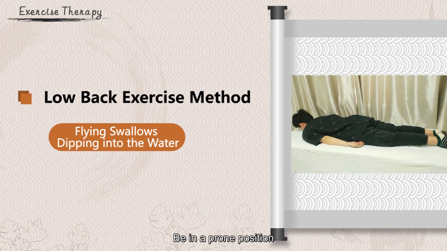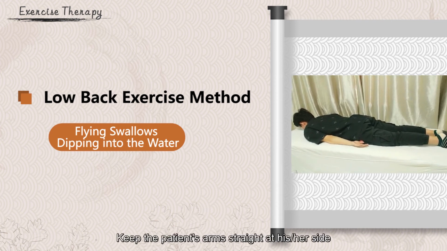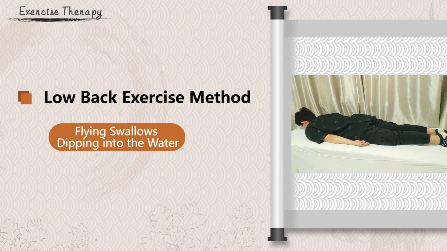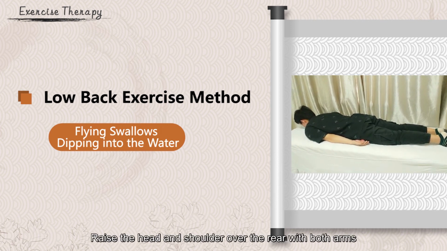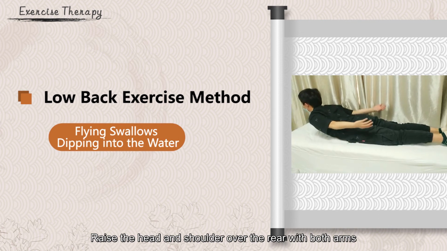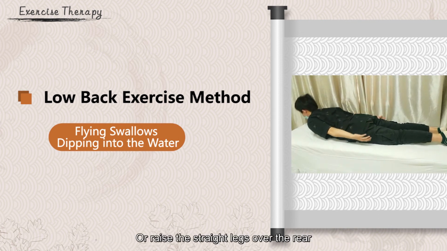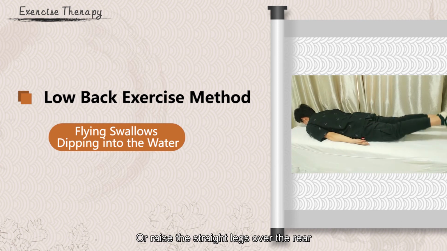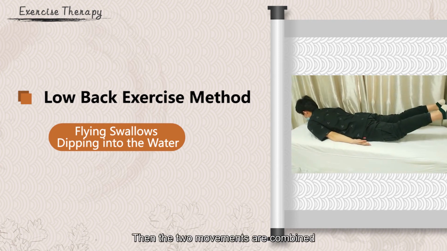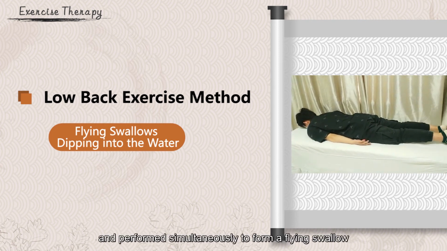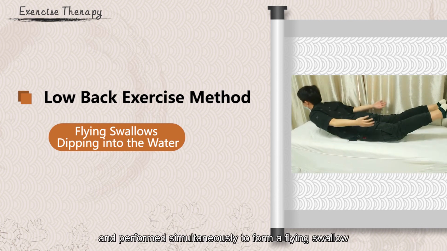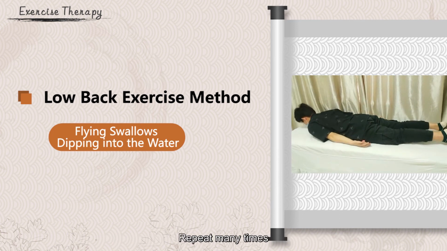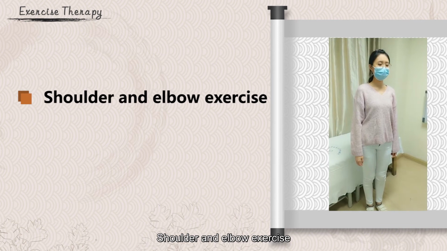Flying swallows dipping into the water. Be in a prone position. Keep the arms straight at the sides. Raise the head and the shoulders backward with both arms, or raise the straight leg backward. Then the two movements are combined and performed simultaneously to form a flying swallow. Repeat many times.